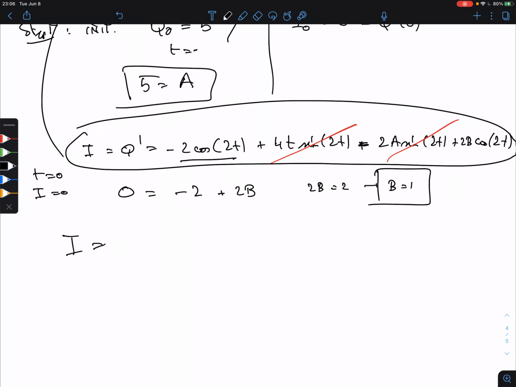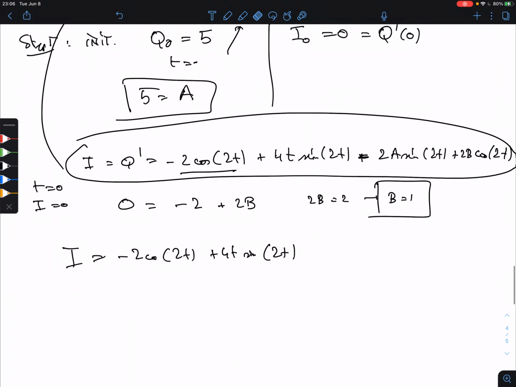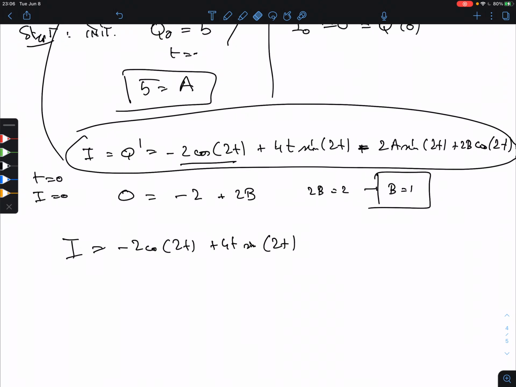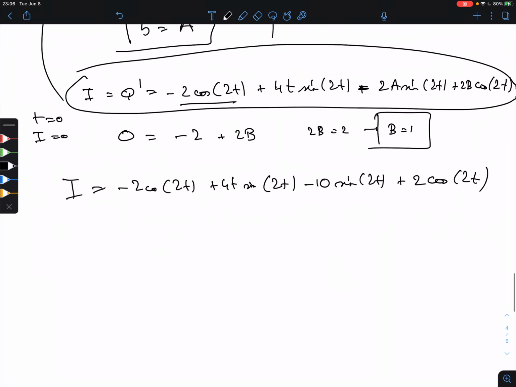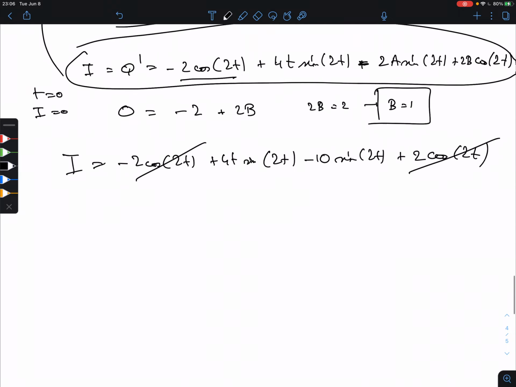So let's see what we have now. We have minus 2 cosine 2t plus 4t sine 2t. Yeah, I scratched them out. That was just for this calculation, right? So let me erase these here because they're really there. And what was a? It was 5. So minus 10 sine 2t plus, and b was 1, 2 cosine 2t. And notice, something happens. These cosines actually cancel. Okay, so this is how it looks.